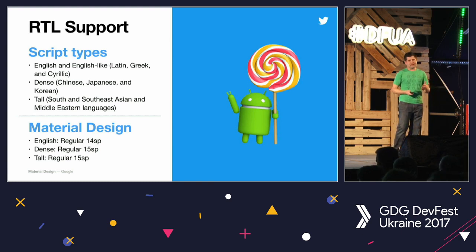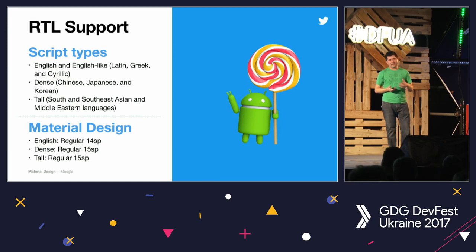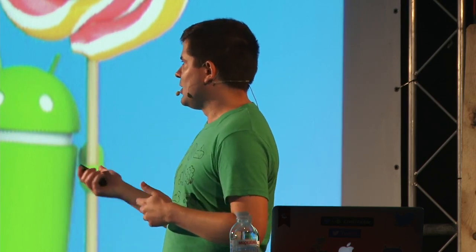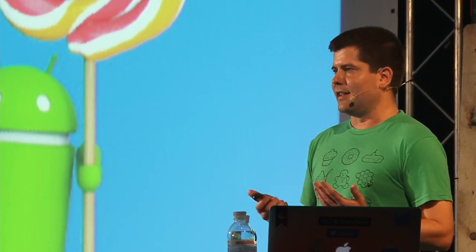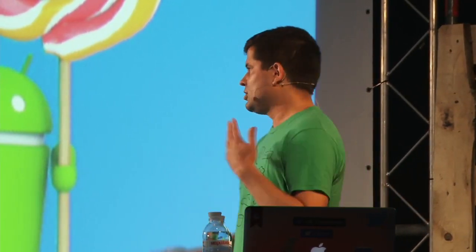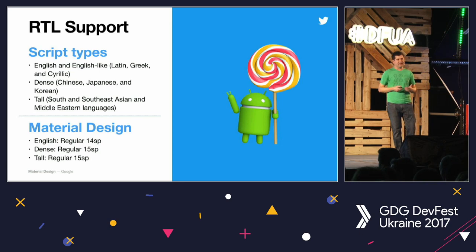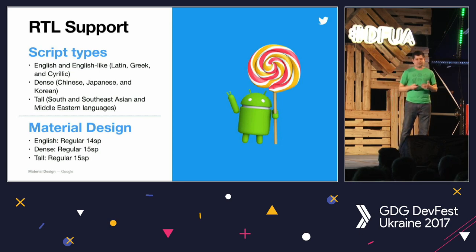They basically make the scripts into three different categories: the English-like ones, which are Latin, Greek, and Cyrillic; the dense ones like Chinese; and then the tall ones, which are some of these Middle Eastern languages. The guides basically said that for dense and tall scripts, you should make the characters bigger to make them more readable. So what I'm hearing from developers and users, Google's already incorporated into some of these guidelines. These material guidelines will be very helpful in making sure everything's readable and laid out.